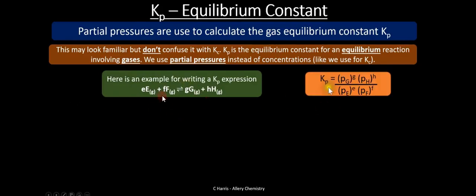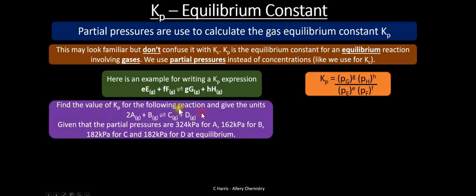So Kp is going to be equal to the partial pressure of G raised to the power of g, which is the coefficient in the equation, the partial pressure of gas G raised to its coefficient in this stoichiometric equation. So G, partial pressure of H raised to h, over partial pressure of E raised to e, partial pressure of F raised to f. So the partial pressures are raised to their corresponding molar ratios in the balanced equation. So you need to take note of that, just like we did for Kc.